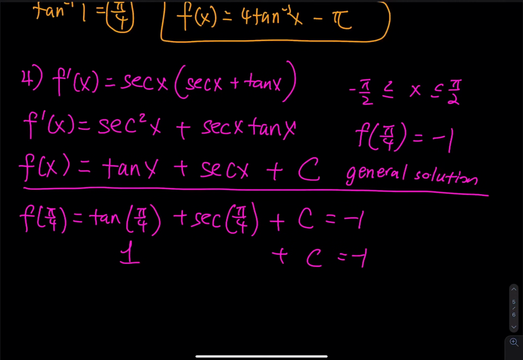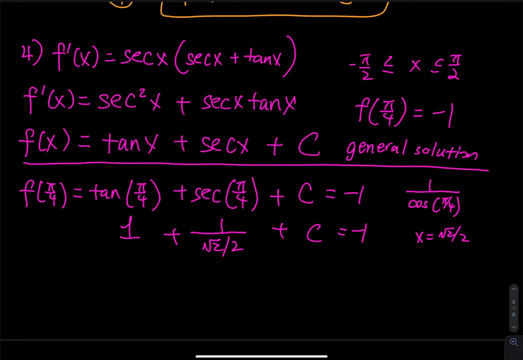And then secant pi over 4. Secant is equal to 1 over cosine, right? So that is the same thing as 1 over cosine of pi over 4. If you look up the unit circle, at pi over 4 the x coordinate is root 2 over 2. So 1 divided by cosine pi over 4, which is root 2 over 2. So that means you have 1 plus 2 times root 2 plus c equals negative 1.